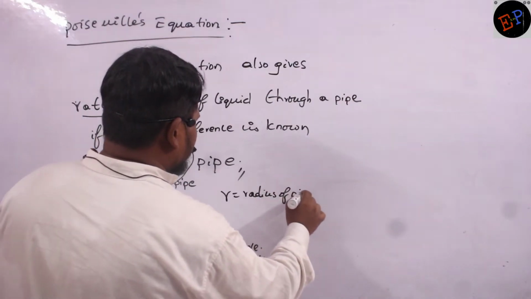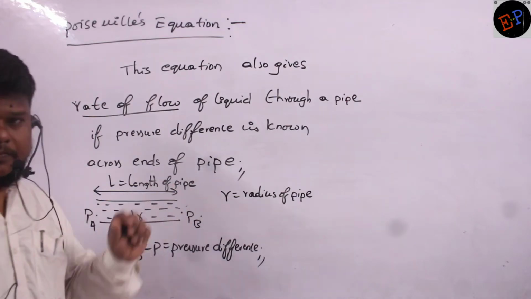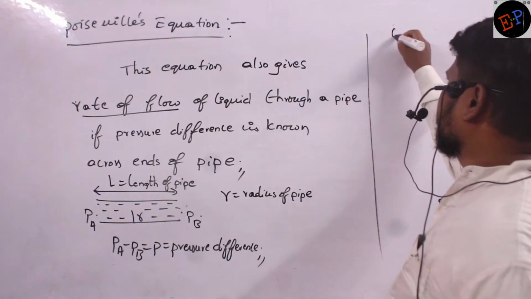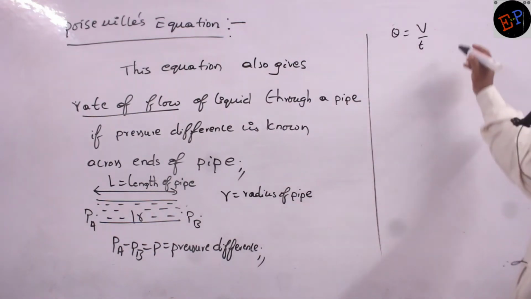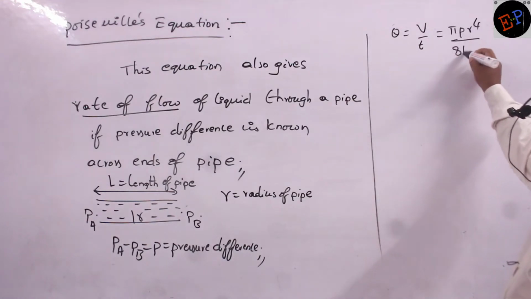So therefore, the rate of flow of fluid flowing through this pipe. What is meant by rate of flow? Already we have discussed. Rate of flow means what? The volume of liquid flowing per unit time is called as rate of flow. So this is given by pi P R power 4 divided by 8 eta L.